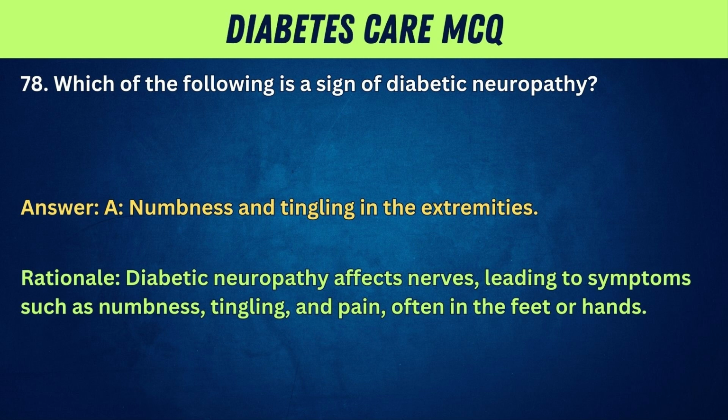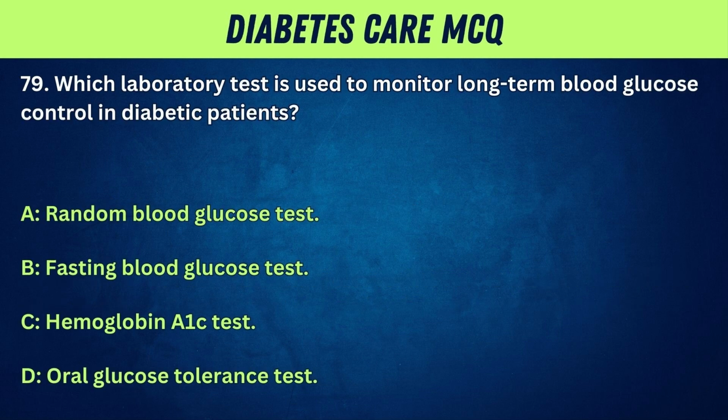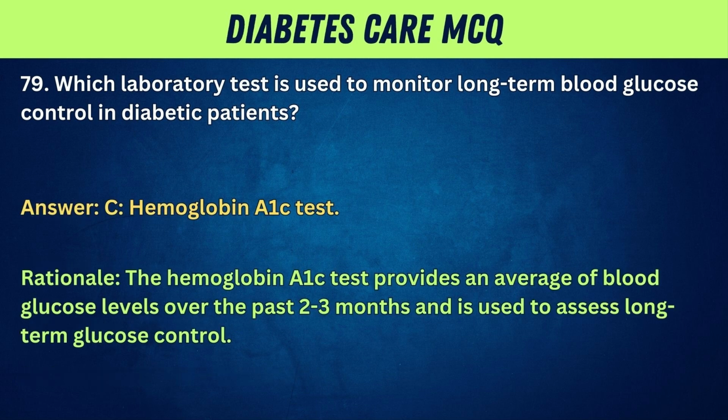Rationale: diabetic neuropathy affects nerves, leading to symptoms such as numbness, tingling, and pain, often in the feet or hands. 79. Which laboratory test is used to monitor long-term blood glucose control in diabetic patients? A. Random blood glucose test. B. Fasting blood glucose test. C. Hemoglobin A1C test. D. Oral glucose tolerance test. Answer: C.